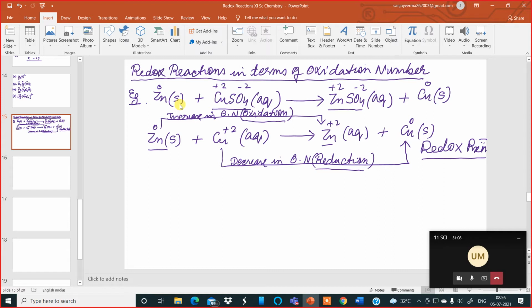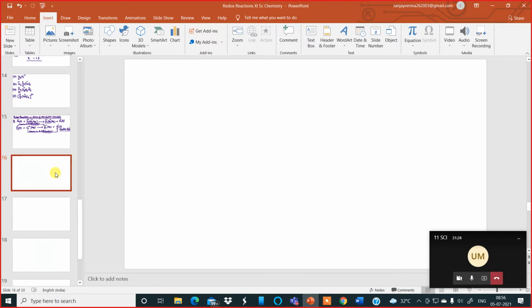Reduction is possible by what? By gain of electrons. Whenever it is reduction, there is gain of electrons. Am I clear with this, boys? Can you hear me? Okay, very good. Now let us move to the next example.